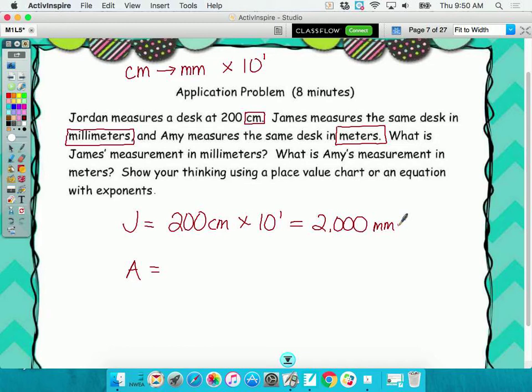So now we've got another measurement conversion. We're going from what to what now? Millimeters to meters. So write this down. Millimeters to meters. And you know this one. What is it? Divide by 10 to the third power. So my equation starts with what number? Lainey?